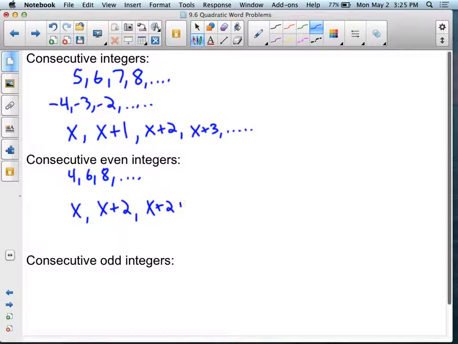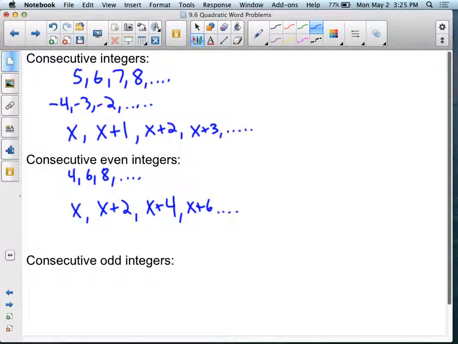So please notice that x plus 2 is really x plus 4. Also notice that with the example in the numbers, if I added 4 to my starting value of 4, I would get 8. So yeah, I'm really going up 4 from where I started. x plus 6 would be next. And we could continue going up by those even numbers.